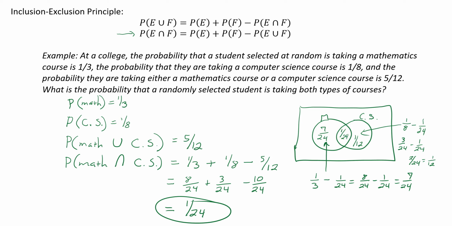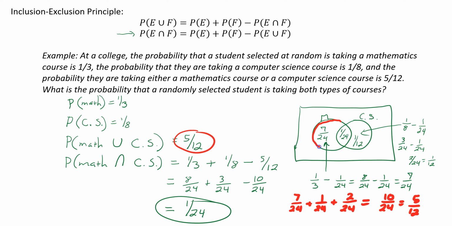We could also verify if we felt like by taking the 7/24, adding 1/24, adding 1/12, which I'll change to 2/24, see that that does in fact give me 10/24, which reduces to the 5/12 that represented the union as it should if I'm adding all of the numbers in both sets.